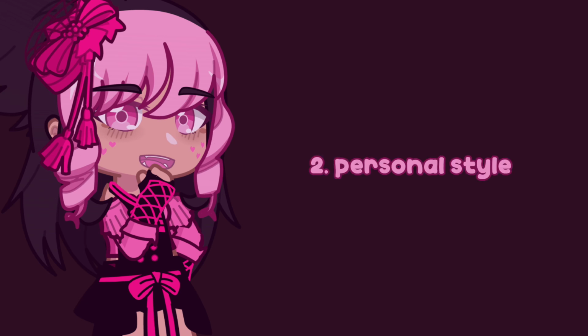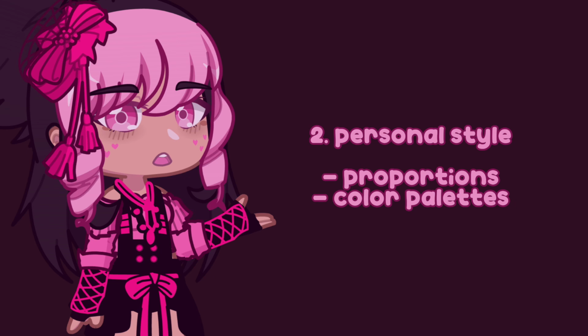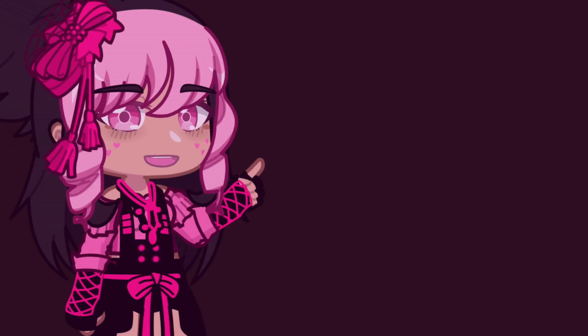Keep your style consistent. Are your proportions adjusted for all your characters? Do you tend to favor certain hues of colors over others? Do you use the tint feature? If not, you should. It makes a huge difference in how your colors blend together. I know this is a lot to keep in mind, but trust me, once you have some sort of pattern to stick to, it will make making your characters a lot easier. Why don't we take a look at a few examples?